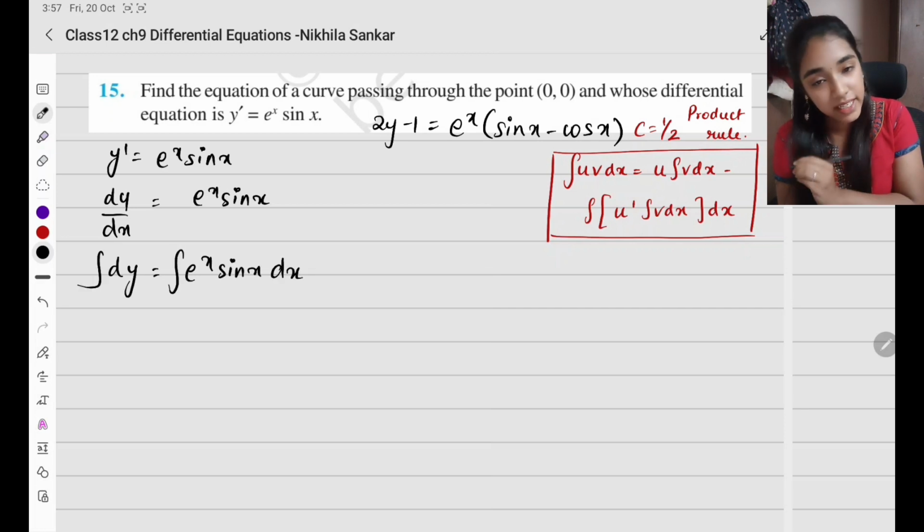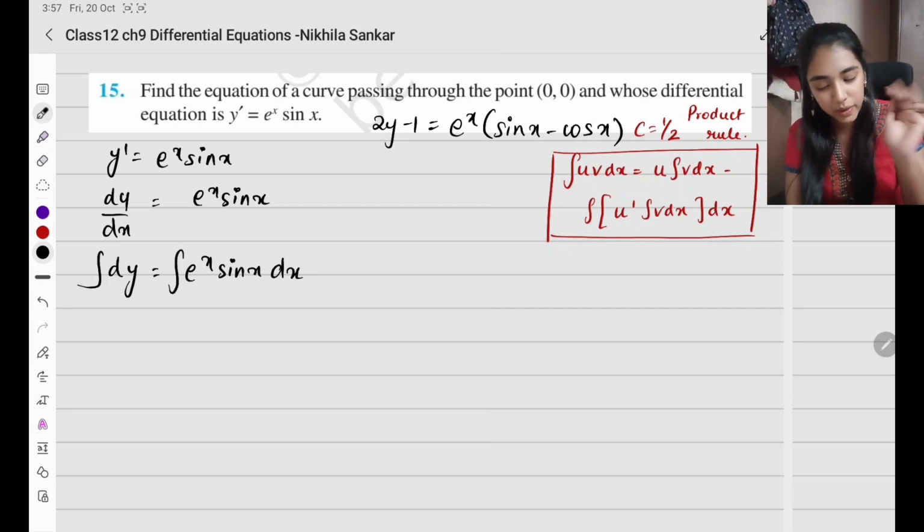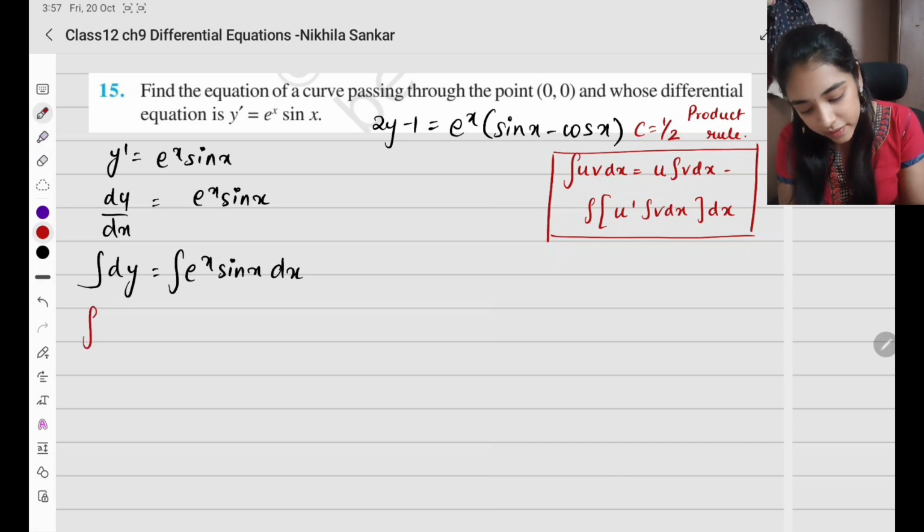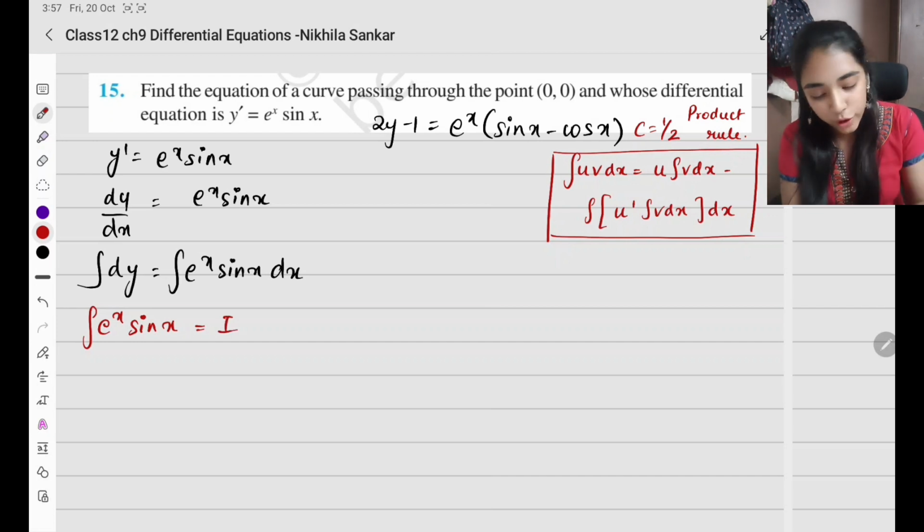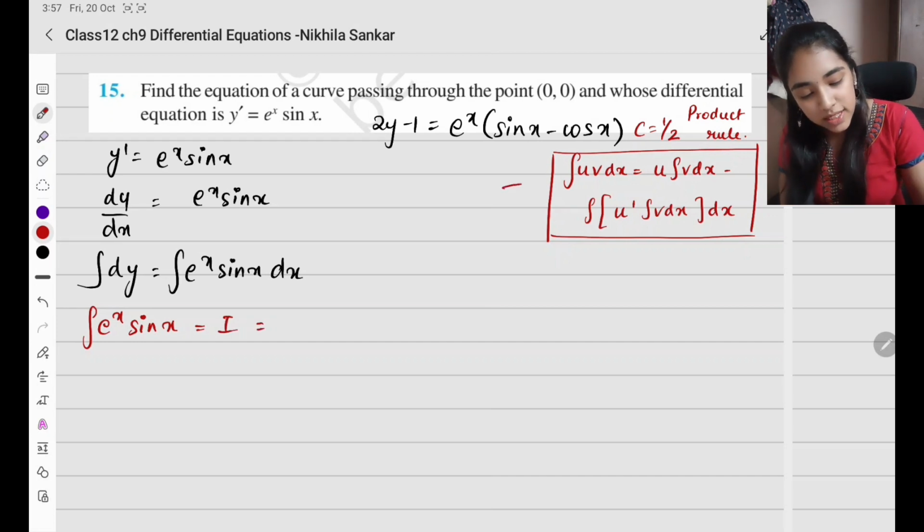Next step? Integrating both sides. What is the left side? y. Now can we integrate the right side? I take the integral of e to the x sin x as I. I'm going to use this particular product rule. So this is going to be my u and this is going to be my v.